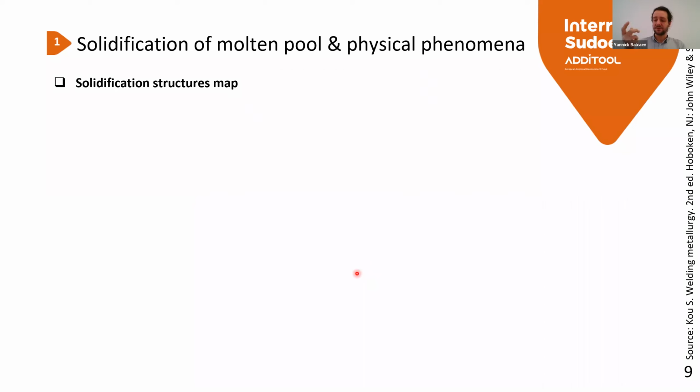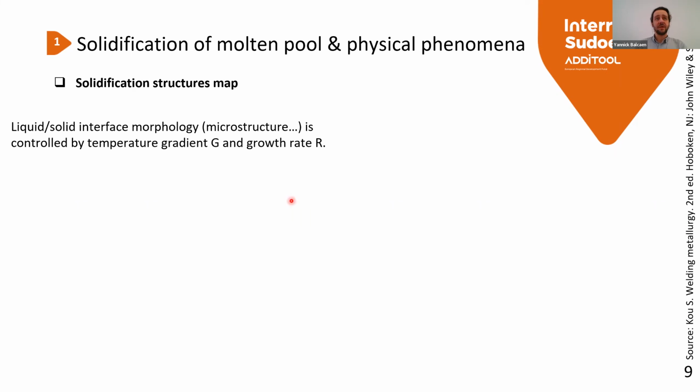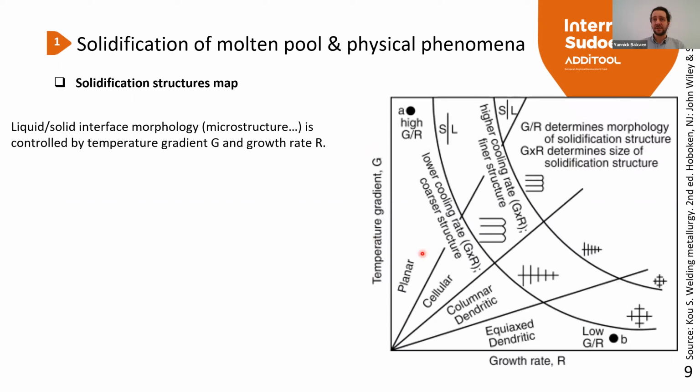So what kind of microstructure can we obtain in additive manufacturing? In conventional additive manufacturing, we have to understand the solidification structure. The liquid-solid interface is governed by temperature gradient and growth rate. Using a G-R diagram, you can understand that we can have planar growth. It's a possible case, but also cellular and dendritic growth, and dendritic growth is mainly favored by low temperature gradient, conversely to cellular or planar solidification.